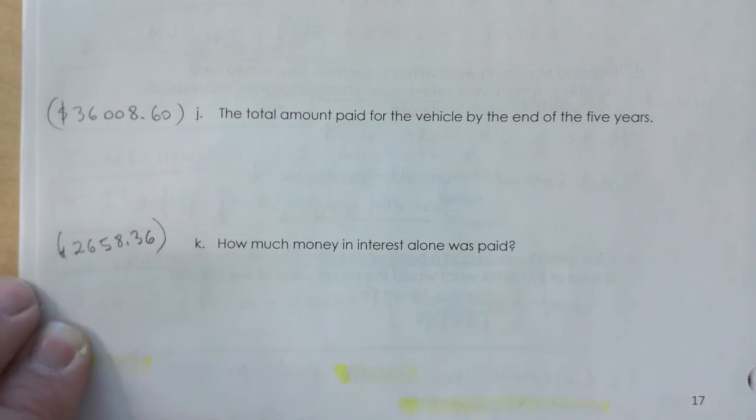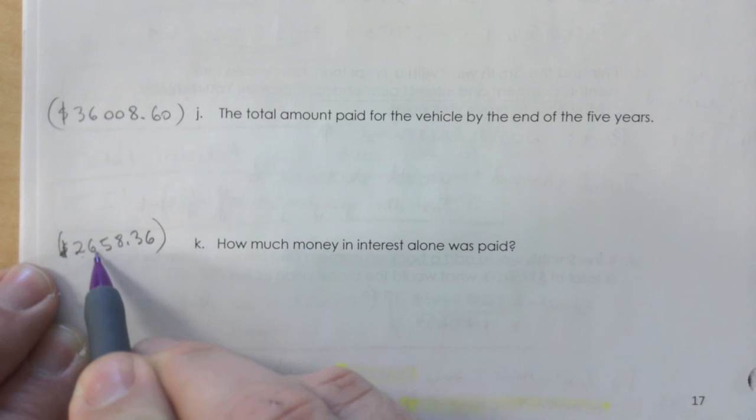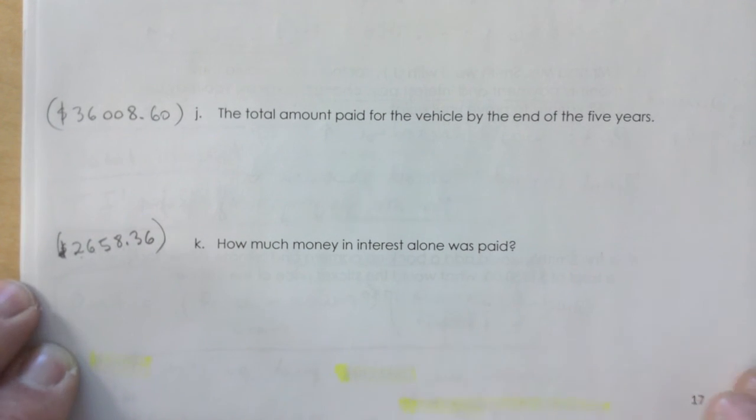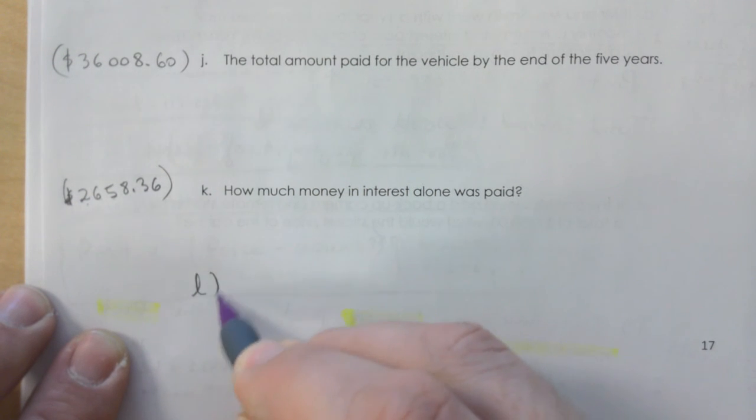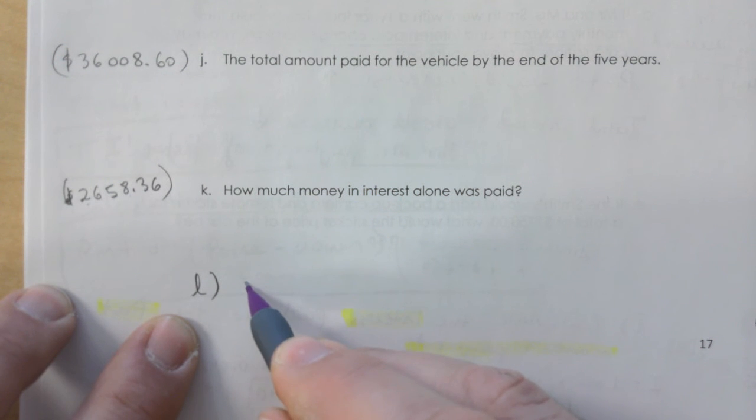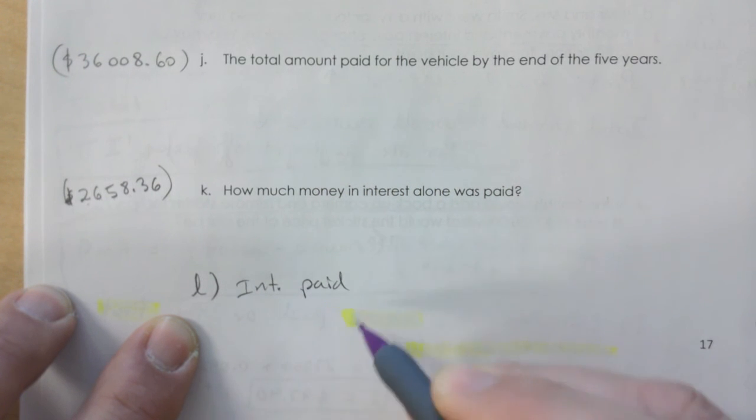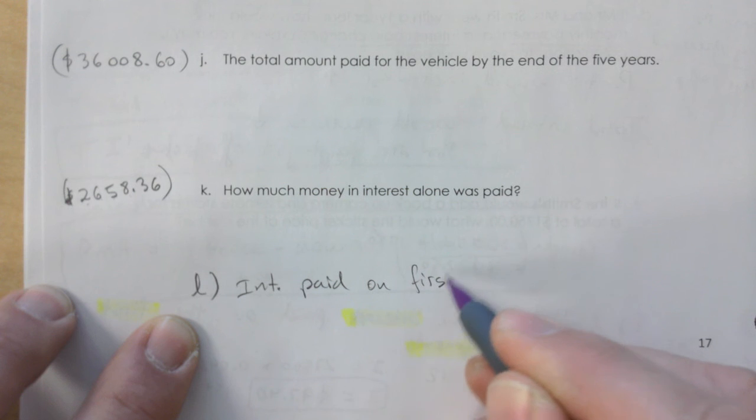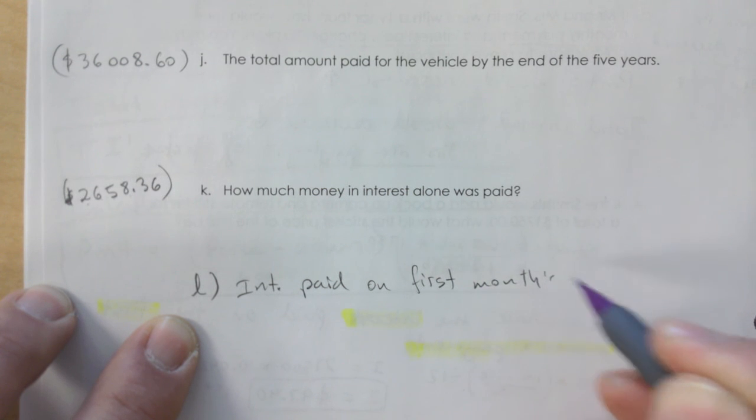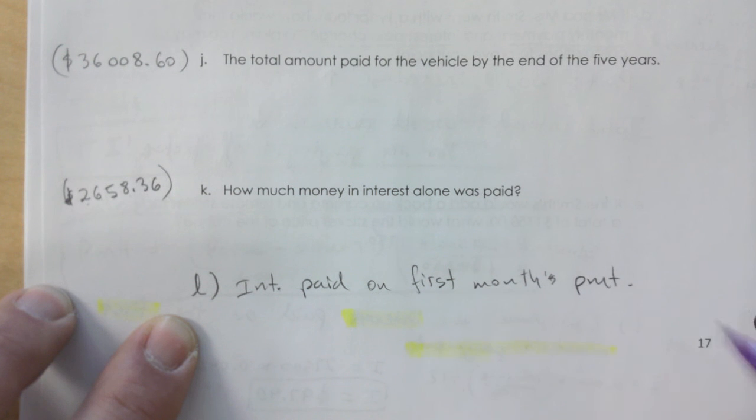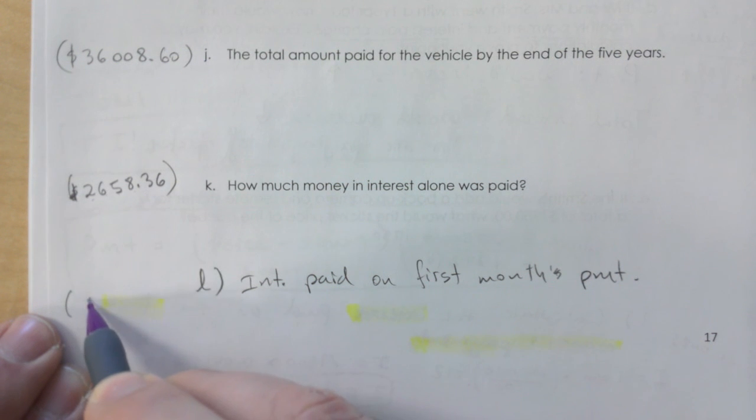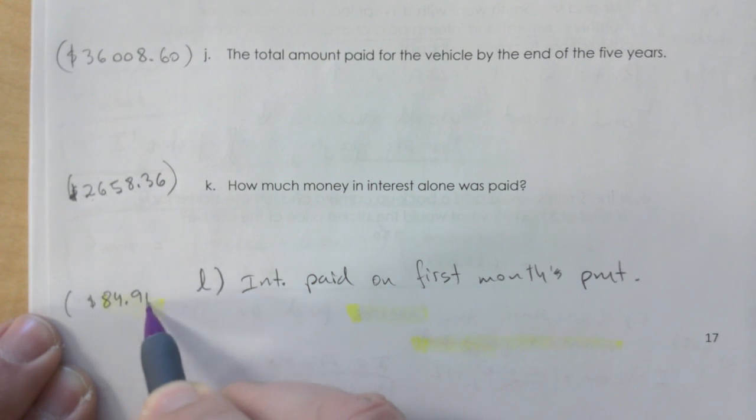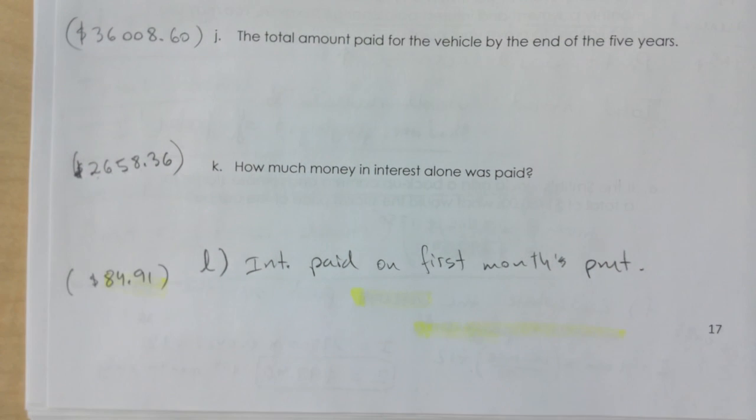Sorry, you can see that. Yeah. So that's 2658.36. And I would like to add something to this. So it would be L, right, according to this. Interest, let's shorten it, net interest paid on first month. Just so you get the hang of it, right? The interest paid on the first month's payment, there it is again, a shortened version of it. It's 84.91 that you should be getting there.